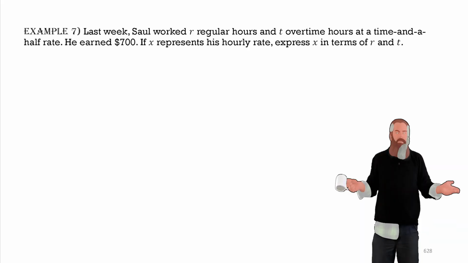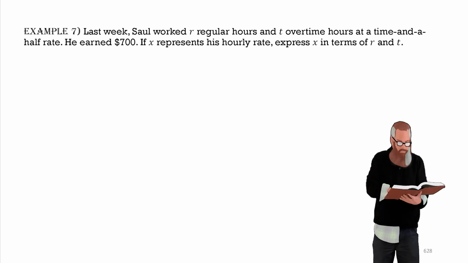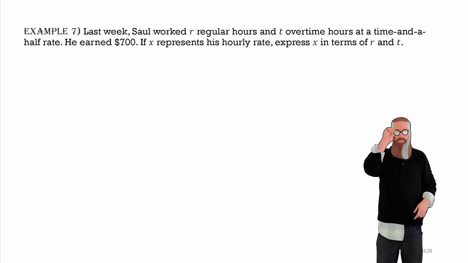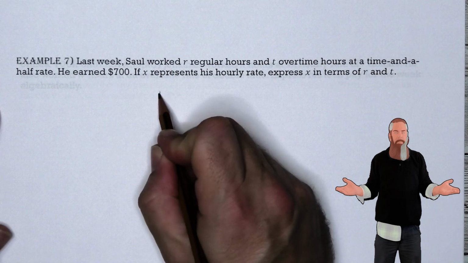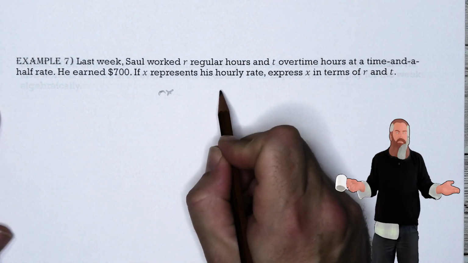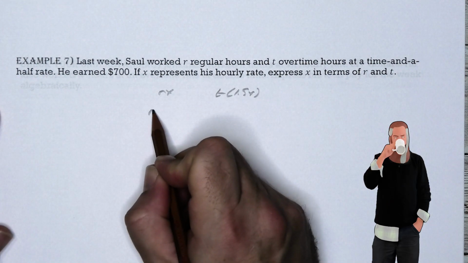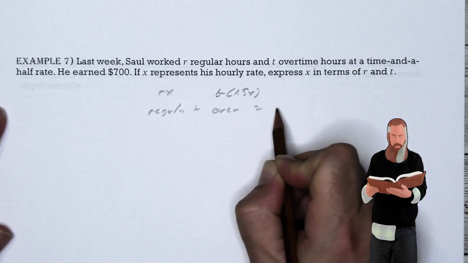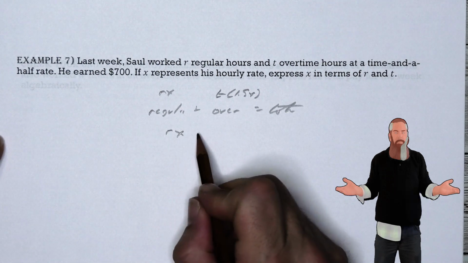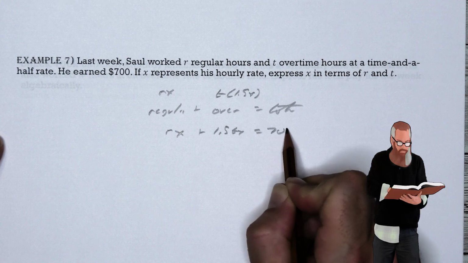Last week, Saul worked R regular hours and T overtime hours at a time and a half rate. He earned $700. If X represents his hourly rate, express X in terms of R and T. So regular gross pay is R times X, and his overtime pay is T times 1.5X. So when we understand that we have the regular pay plus the overtime pay, and this is going to equal the total pay, we have Rx plus 1.5 Tx is equal to 700.